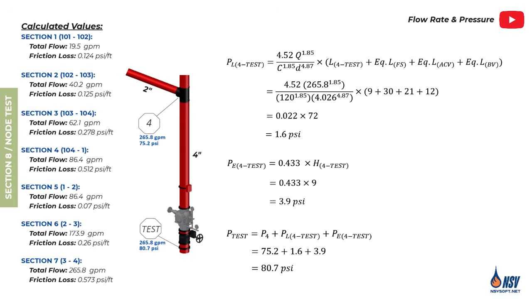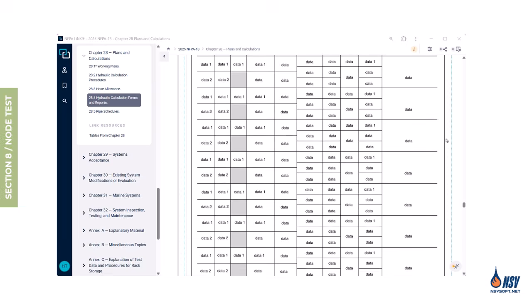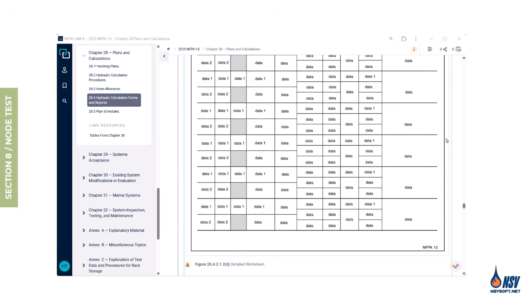This topic involves several important considerations and design strategies, so we'll explore them in a separate video dedicated to system optimization. Finally, even though all required parameters have been calculated, submission and approval by the authority having jurisdiction requires that these calculations be documented in the specific format defined by NFPA 13 as the detailed worksheet. In the next video, we will explain this format in detail and learn how to fill it out step by step.